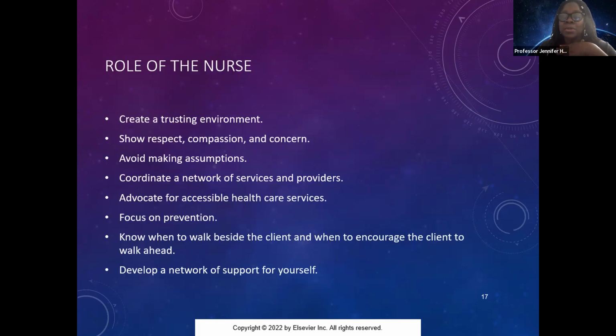Someone has a mental illness that's diagnosed, and you're getting them what they need as well. Your role as a nurse is always to create a trusting, non-judgmental environment, coordinate services, focus on prevention, and develop a network of support for yourself to be ready for that next client.